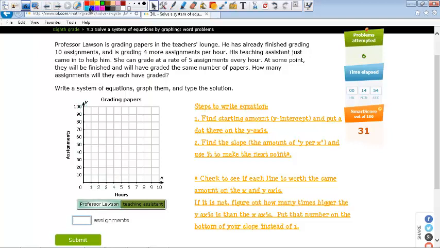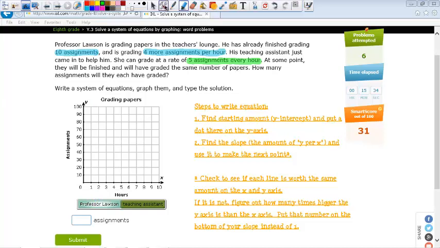Alright, let's do this. Professor Lawson, he has already finished grading 10 assignments. So that will be his starting amount. And he's grading 4 assignments per hour. So that will be our slope. And for the teaching assistant, she grades at 5 assignments per hour. But she hasn't started yet. She doesn't have anything to start out.